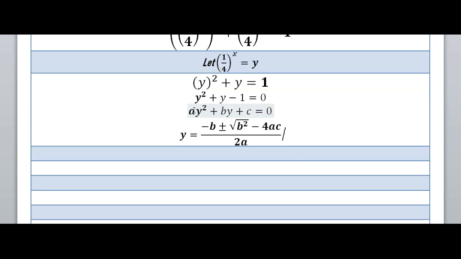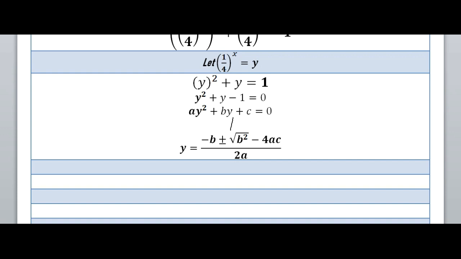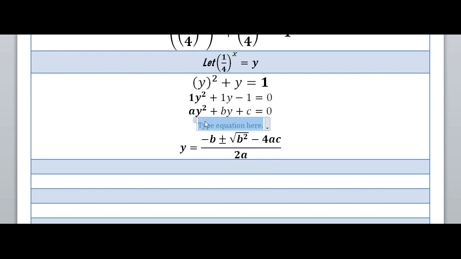So from these two equations, you can see the value of a, the coefficient of y squared there. The coefficient of y squared there is 1. The coefficient of y in the middle there is 1. So we can clearly see that a is 1, because the coefficient of y squared here is 1, and that is the same as a.